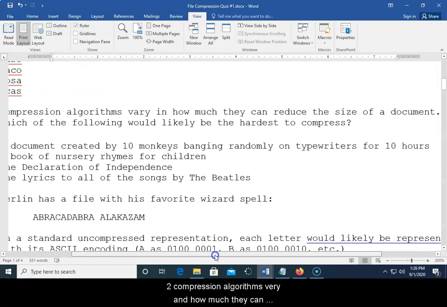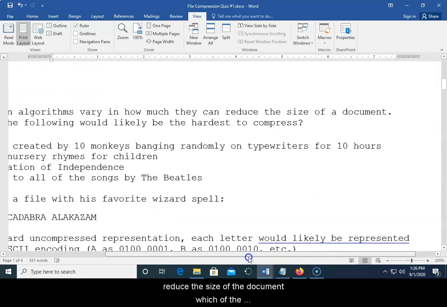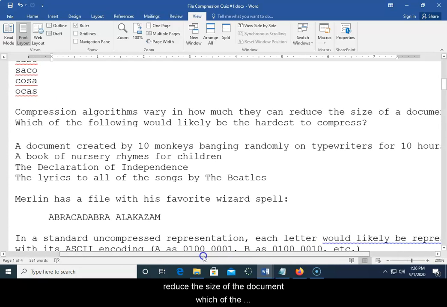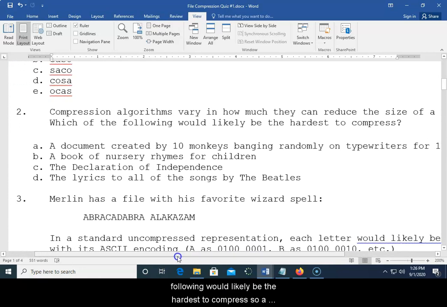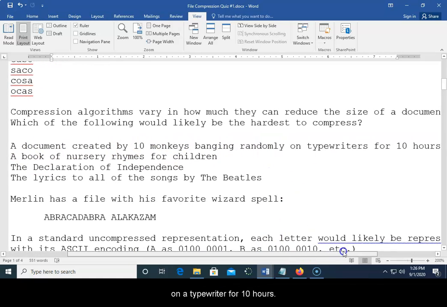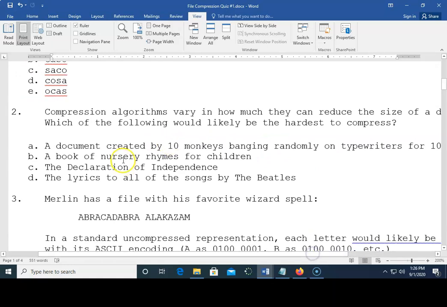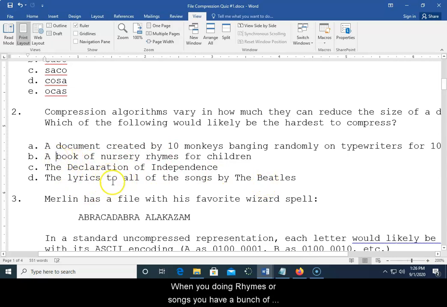2, compression algorithms vary in how much they can reduce the size of the document. Which of the following would likely be the hardest to compress? A document created by 10 monkeys banging randomly on a typewriter for 10 hours, a book of nursery rhymes, the Declaration of Independence, and lyrics of all songs. When you're doing rhymes or songs, you have a bunch of words that tend to repeat. So B and D don't work.